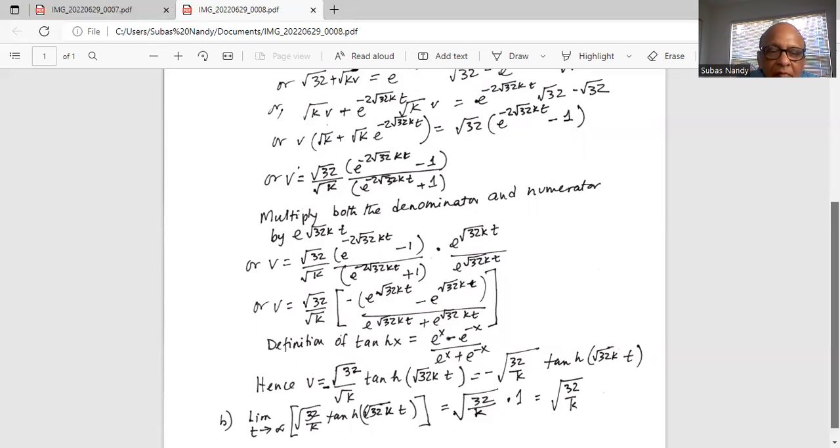There should be a minus sign in front of square root of 32 over k, which I missed. When t approaches infinity, tan hyperbolic square root of 32kt approaches 1. So the minus sign in front of square root of 32 over k times 1 gives you minus square root of 32 over k. So when t approaches infinity, the velocity approaches square root of 32 divided by k. That's the end of it.